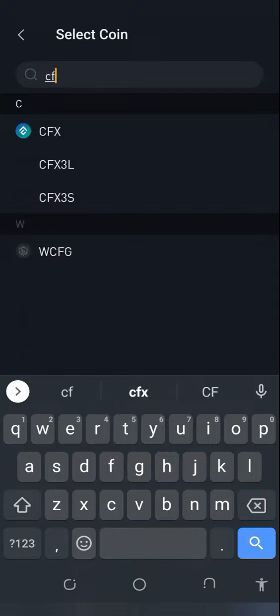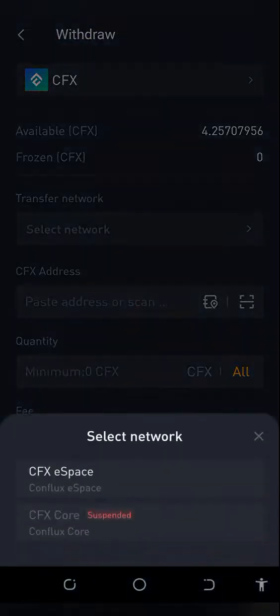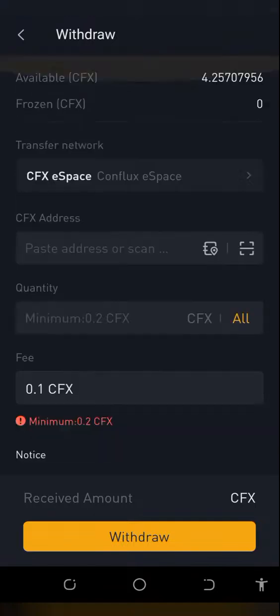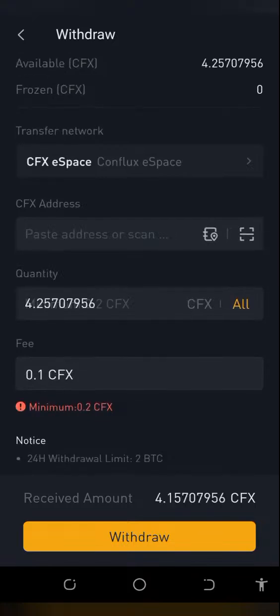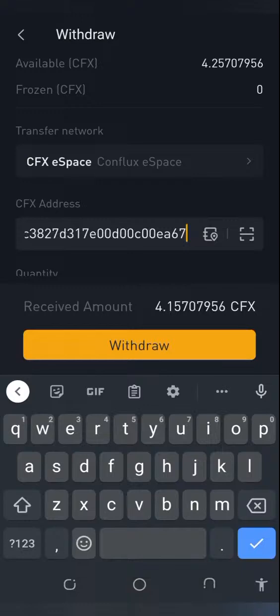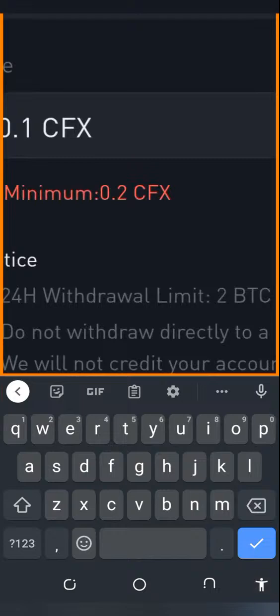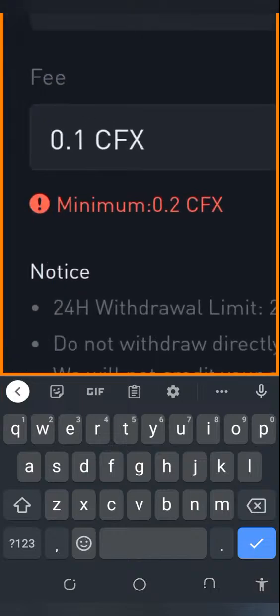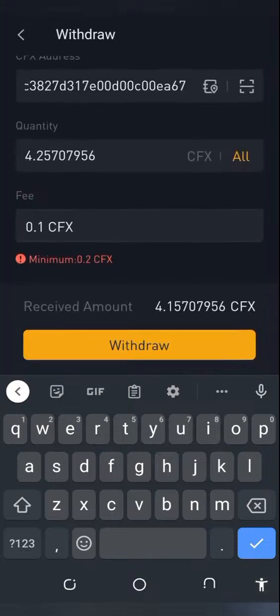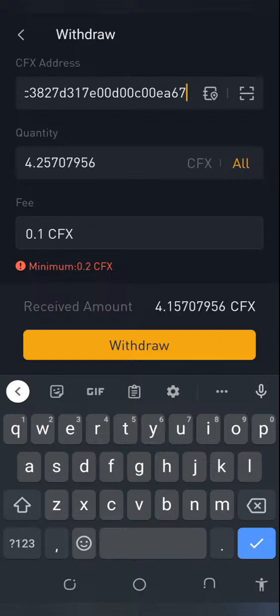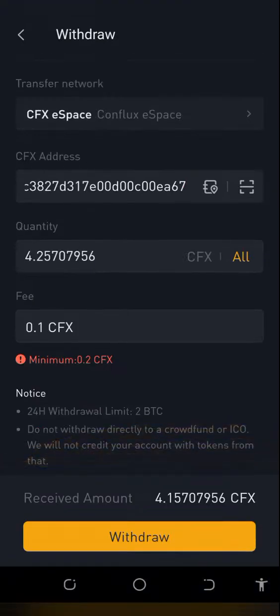So CFX. Let's see, CFX eSpace, of course. And then let's see what we're putting in here. Available? Yeah, everything. All, of course. Let's put in the address. Okay, it said minimum. Minimum is what? Okay, minimum is 0.2 CFX. Well, maybe just a little warning. Okay, all. And then we go ahead. Everything looks good.